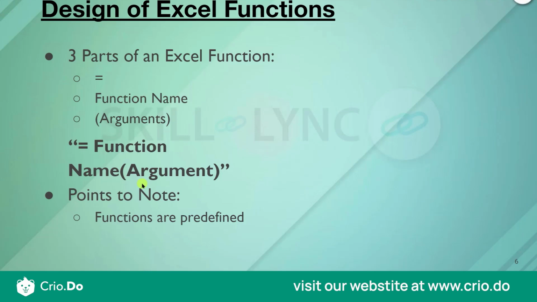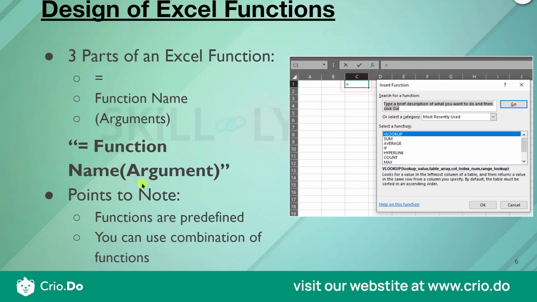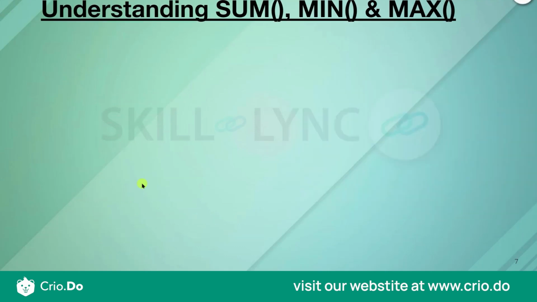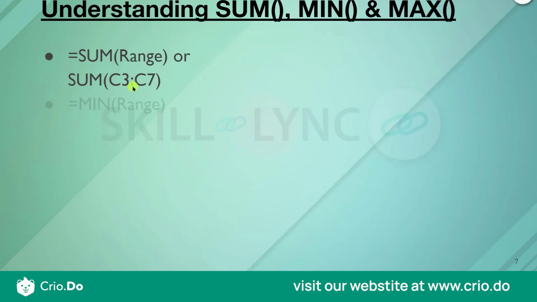Points to remember: functions are already predefined in Microsoft Excel. You can use a combination of functions that is allowed. And then we learned about understanding the sum, minimum and maximum functions. We can provide the range here by providing the exact cell address. Similarly, we can do it with the min function as well.